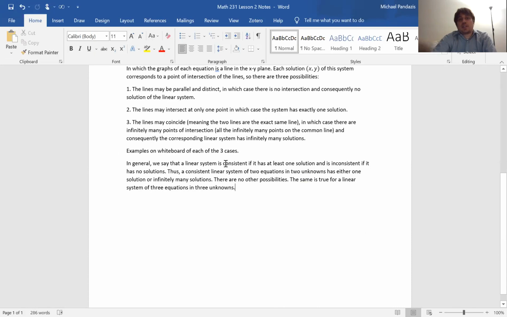Okay, so in general, we say that a linear system is consistent if it has at least one solution, and is inconsistent if it has no solutions. So a consistent linear system has at least one solution. There are only, again, 3 possibilities: 0 solutions, exactly one solution, or infinitely many. And since a consistent linear system has at least one solution, that means that there are now only 2 possibilities for a consistent linear system: exactly one solution or infinitely many solutions. It doesn't matter how many equations or how many unknowns you have. If it is a consistent linear system, it can only have exactly one solution or infinitely many solutions.